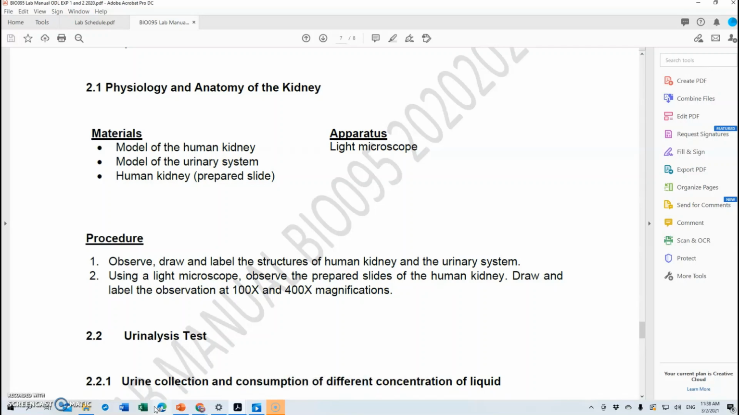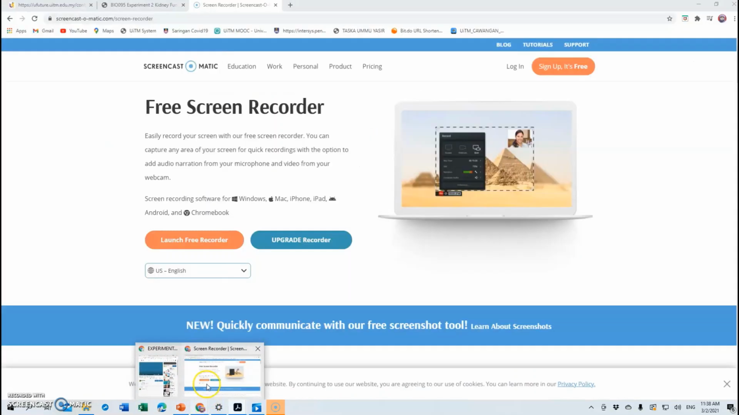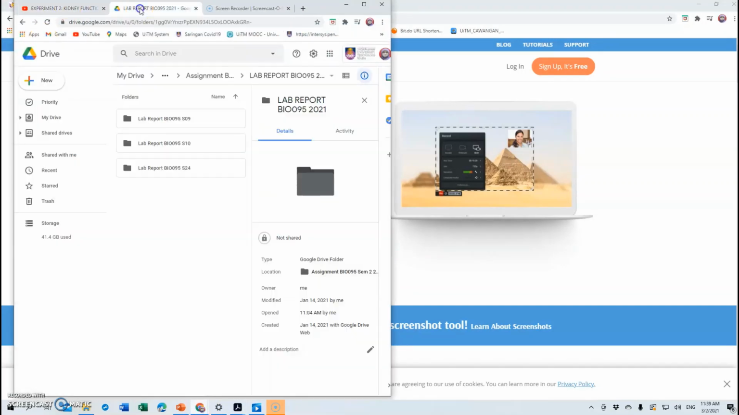So I just would like to highlight for S9 and S10, you must submit your lab report in the drive that I have shared, which is in this folder. So you have to submit your lab report on the 11th of February. So I give you 1 week for you to do the experiment and to complete the lab report. So make sure you submit in this folder that I have shared with the head of the team.